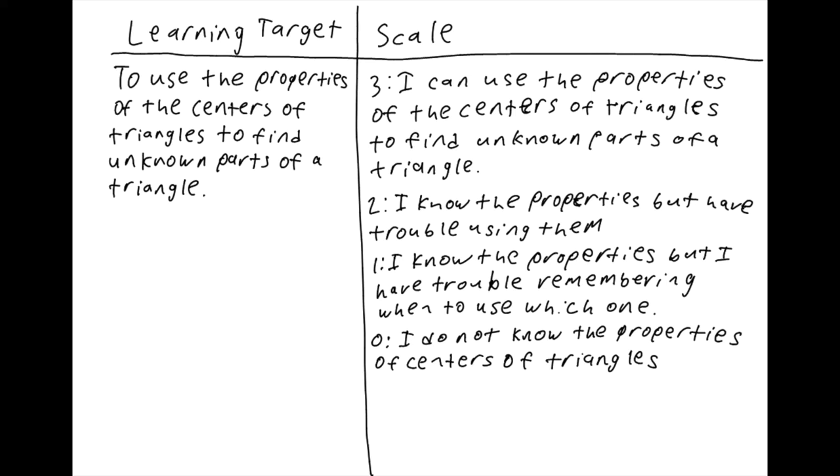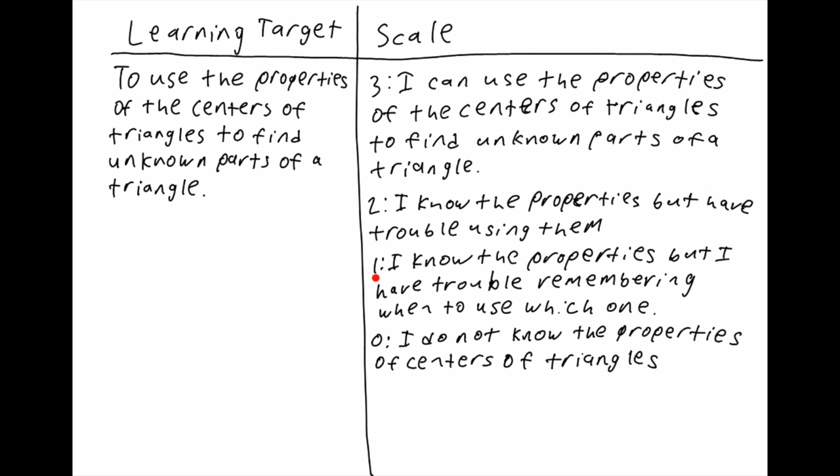For the scale, remember at the end of the video, please circle one of these or state somehow where you believe you are on the scale. You are a 3 if you can use the properties of centers of triangles to find unknown parts of a triangle. 2, you know the properties, but you have trouble taking the formulas from the properties and plugging them in the right way. You just have trouble plugging in the numbers, essentially.